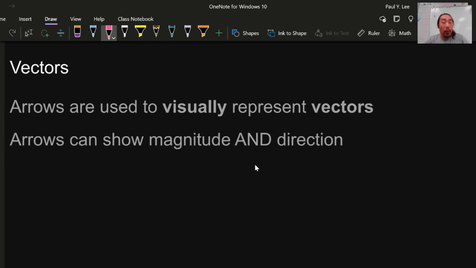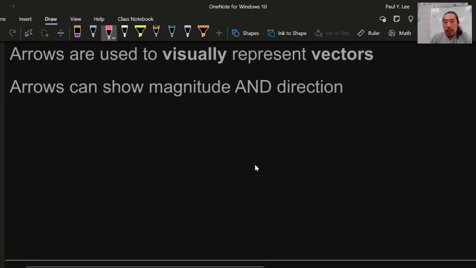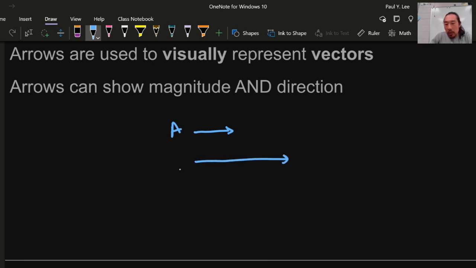And with each unit, we're going to have different kinds of vectors, but all vectors can be represented with arrowheads. Now, arrows and arrowheads are used because the length of the arrow is used for magnitude. So here and here. Let's call this vector A, and this is vector B.